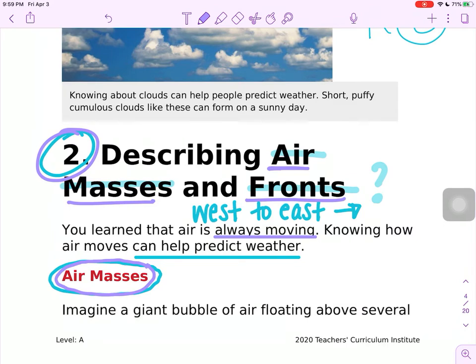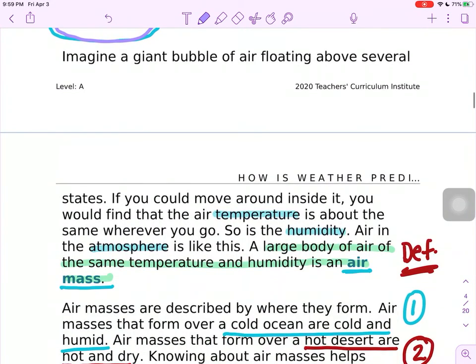Imagine a giant bubble of air floating above several states. If you could move around inside it, you would find that the air temperature is about the same wherever you go. So is the humidity. Air in the atmosphere is like this. A large body of air of the same temperature and humidity is an air mass. So there's my definition right there. A large body of air of the same temperature and humidity is an air mass.